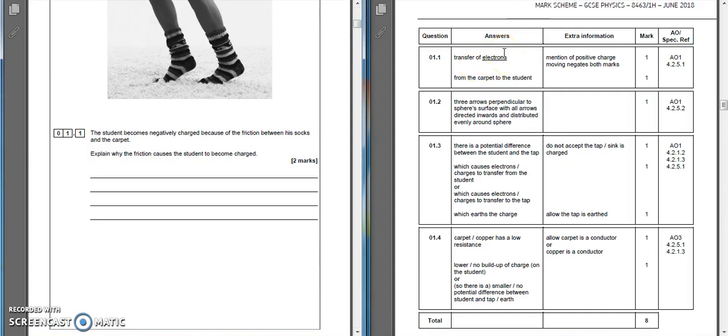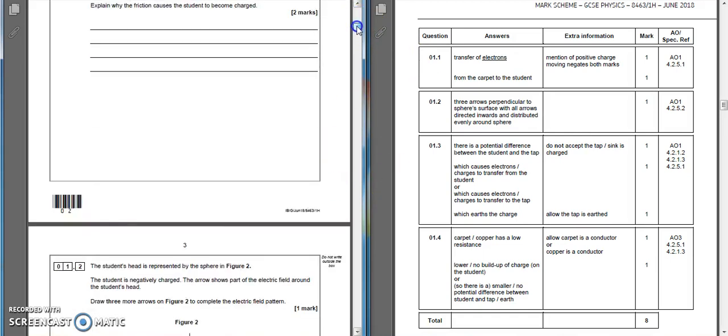You can't talk about any positive charges, so you'd lose the mark if you said something that contradicts the electrons. The second mark is for then saying you're going from the carpet to the students, so that'd probably be a big improvement for a good chunk of the people sitting this one.